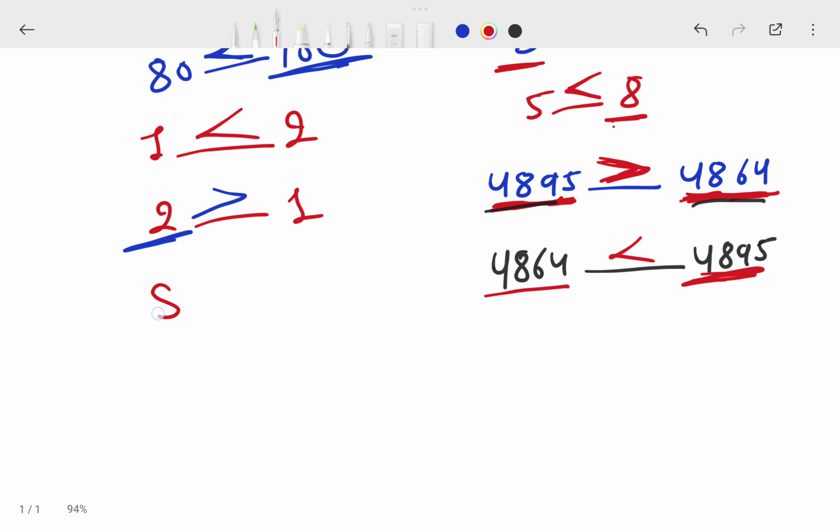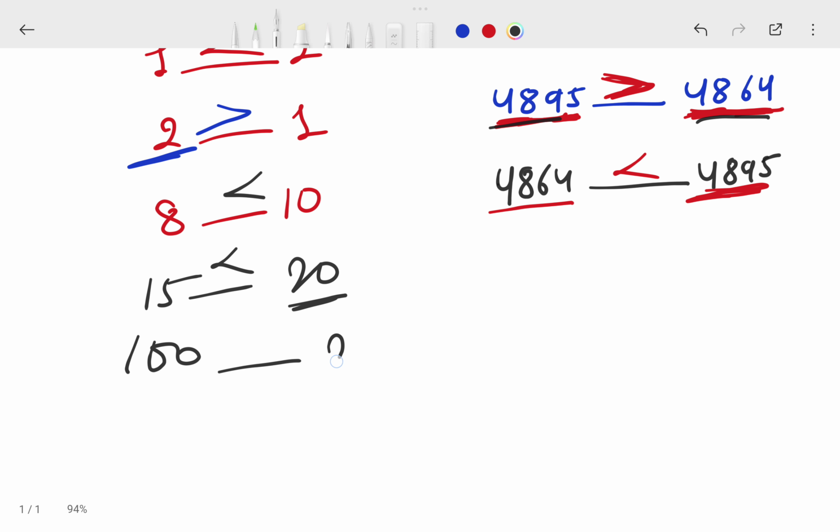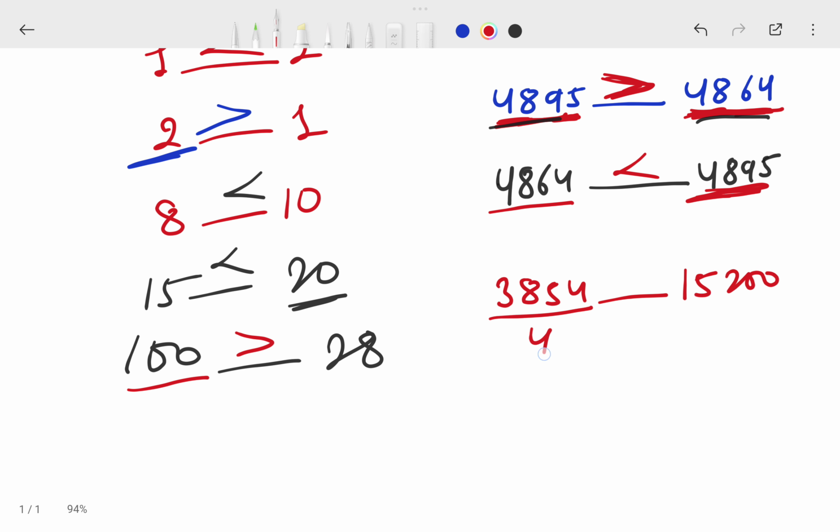Okay, this is 8, this is 10. Which is greater? 10, like that. This is 15, this is 20. Which is greater? 20 is greater, it's going to be like that. This is 100 and this is 28. Which is greater? 100 is greater, so it turns like that. Now let's suppose another question. This is 3854 and this is 15,100. Let's see how many digits. These have 4 digits, 1 2 3 4. How many digits here? 1 2 3 4 5 digits. Now you can tell me which is greater. Of course this, because this is 15,000, this is 3000.